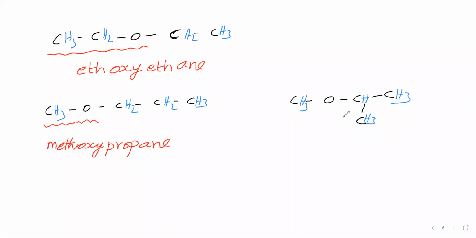Then here start at oxygen. Go either left or right. Which side number of carbons less, that side you go. Left side less, so we are going left side. Here left side 1 carbon is there, therefore meth. Oxygen name is oxy, we will write methoxy. Right side 3 carbons are there, therefore prop. Carbon-carbon single bond, therefore ane.